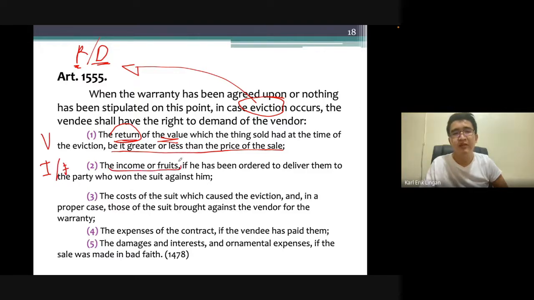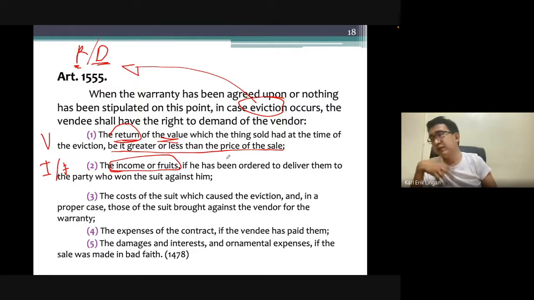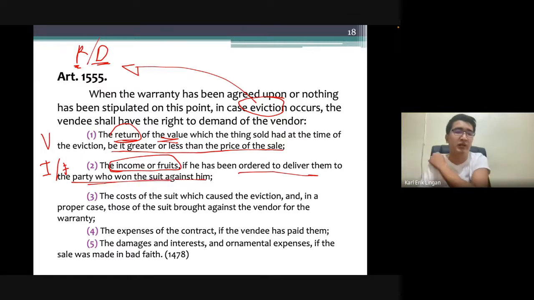Kasama na dyan yung income or yung fruits. Okay? Whatever income or fruits that may be generated, let's say for example, ang binenta is agricultural land, na pwede sanang pinagtamnan, but because of breach of warranty, ganyan ang nangyari, the court may order you to deliver the income or fruits. Okay? Income or fruits. And also, the costs of the suit, which caused the eviction. And in the proper case, those of the suit brought against the vendor for the warranty.